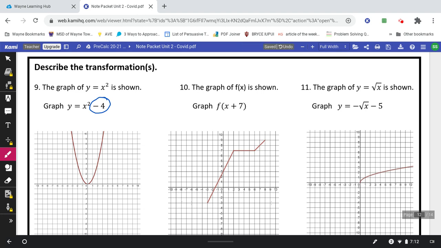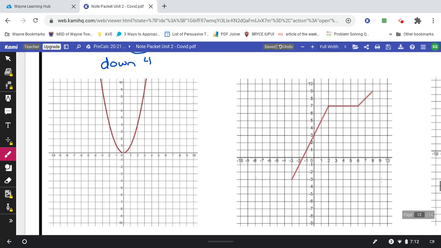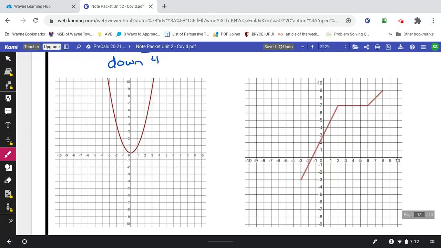And I know that if I have a number at the end, it's going to move up or down. So this graph is going to move down 4. Now, when you take a graph and move it down 4, you have to identify several points and then move those points. So this first point I'm going to pick is right here at the center, 0, 0, and I'm just going to move it down 4. Then the next thing I notice is right here, it crosses at 1, 1, and I'm going to move that point down 4.